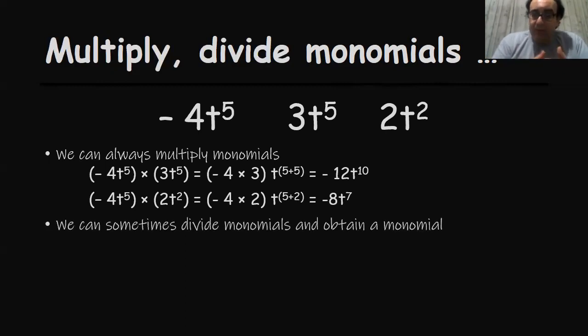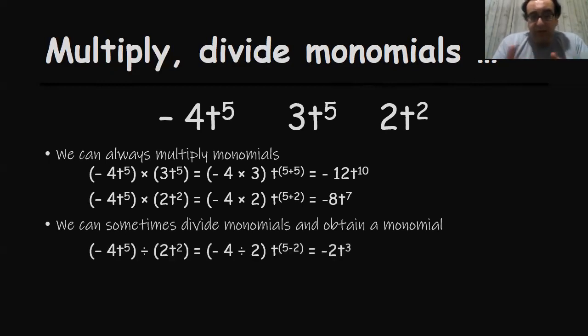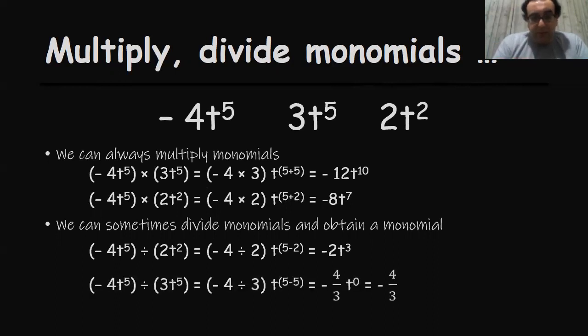We can sometimes divide monomials and obtain a monomial. For example, we can divide these two monomials. We divide the coefficients, minus 4 divided by 2 is minus 2, and 5 minus 2 is 3. We can also divide minus 4t to the 5th by 3t to the 5th. We have minus 4 over 3, it is minus 4 thirds, and 5 minus 5 is 0. t to the 0 is by convention equal to 1. So we have only minus 4 over 3, and this is a monomial.